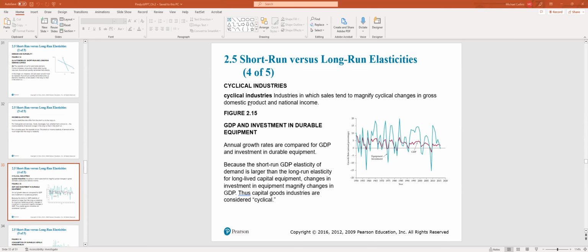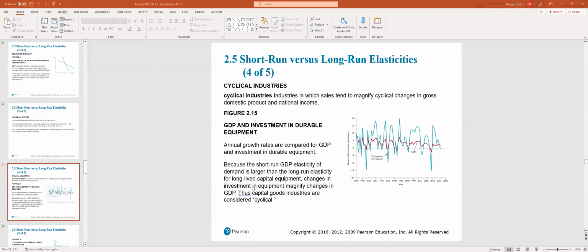Cyclical industries are industries in which sales tend to magnify cyclical changes in GDP and national income. One way to think about it is boat sales usually go up when the economy is good and they go down when the economy is bad, because for the most part, people are buying boats as recreational vehicles. Therefore, they're cyclical. GDP and investment in durable equipment. Durable equipment can also be things like construction equipment, right? Like machinery to build skyscrapers. Annual growth rates are compared for GDP and investment in durable equipment because the short-run GDP elasticity of demand is larger than the long-run elasticity for long-lived capital equipment.